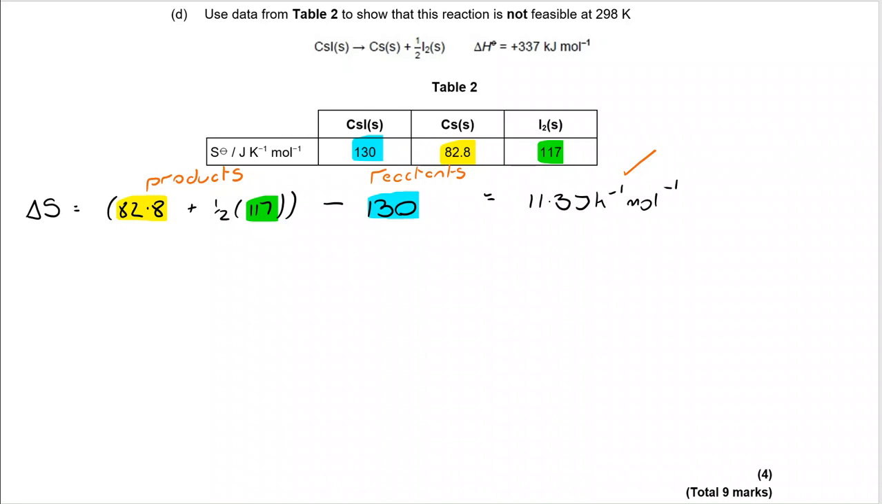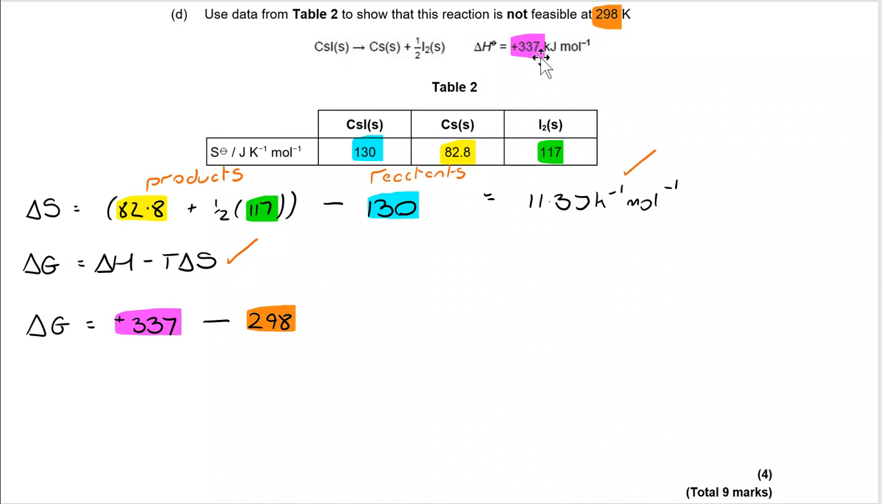mark in this question. The second mark in this question is a gift. You've got to really make sure you always put this in. If you're ever talking about feasibility and Gibbs free energy, write the expression delta G is delta H take T delta S. You will almost certainly always get a mark for that. Okay, so now let's put the figures in.